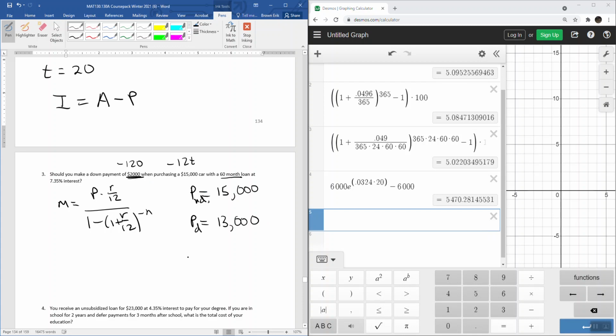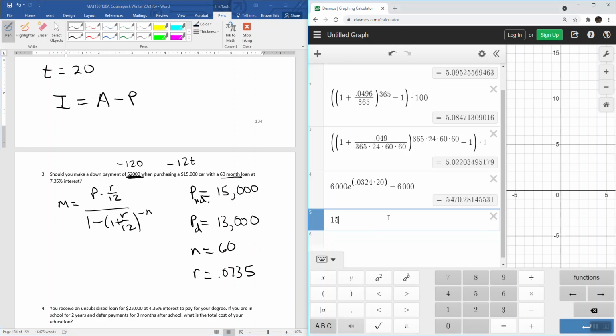And then for both of these, our number of payments is 60. That's the length of the loan. That happens to be 5 years, by the way. And our interest rate's a bit high, 0.0735. But that's all we need. So let's just type this in to Desmos.